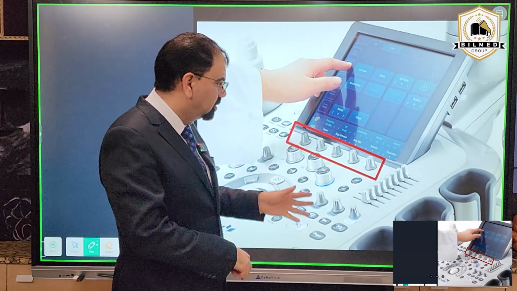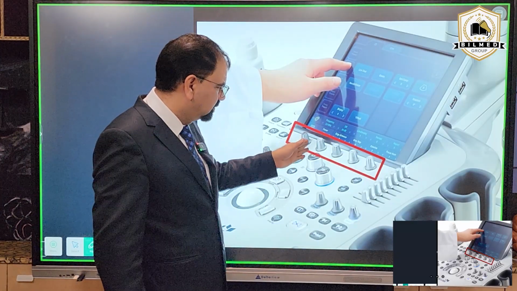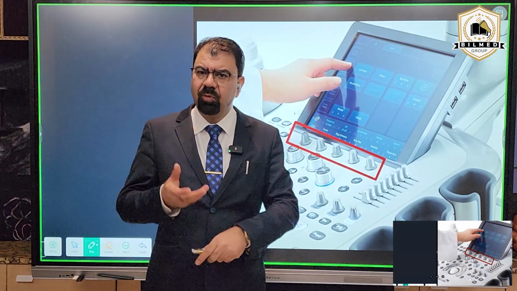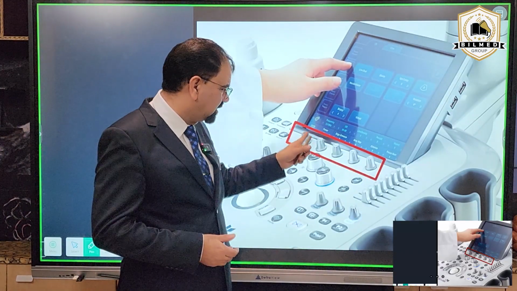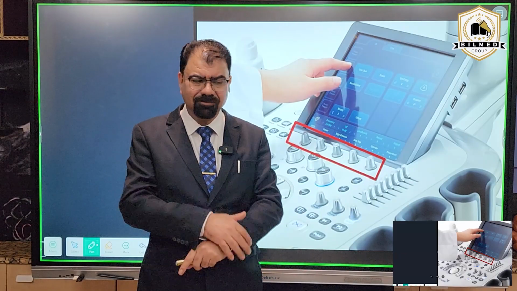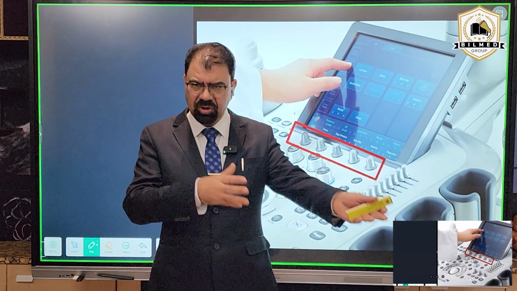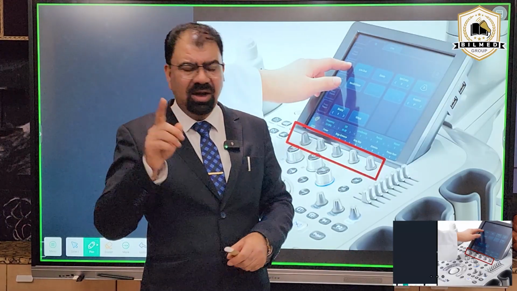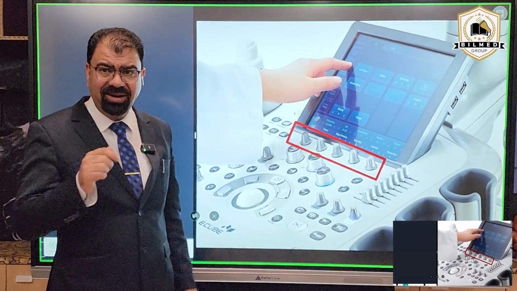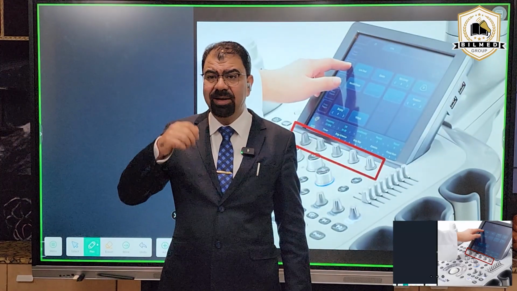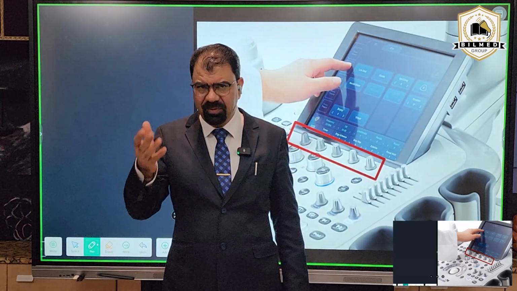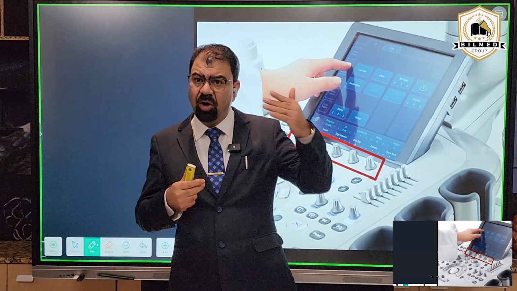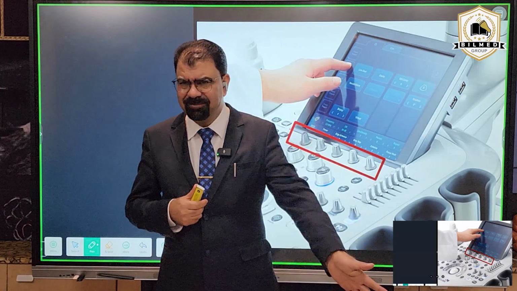Now, if nothing is written, what are these knobs for? What will you use these knobs for? Others, post in the comment box. These are called multifunctional knobs. Now, a multifunctional knob is that knob where I am having multiple functions. What I mean by multiple functions is that the function of these knobs is changing.